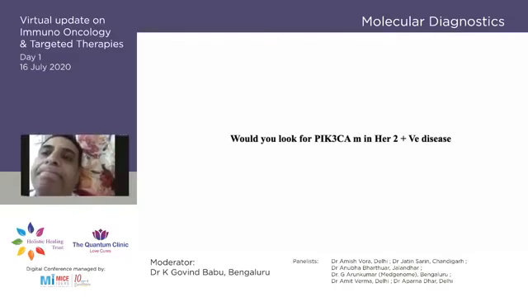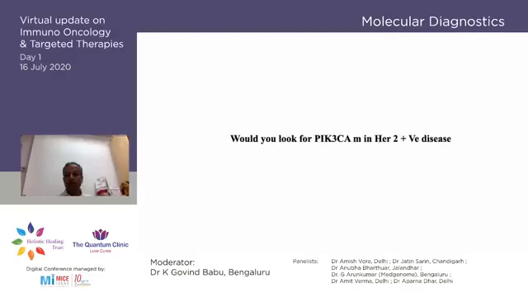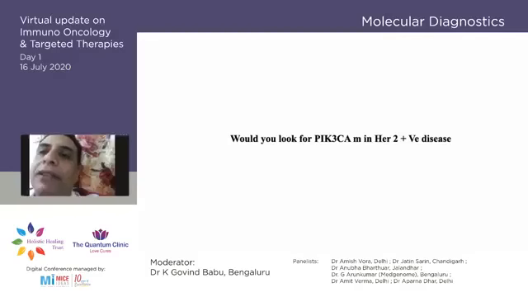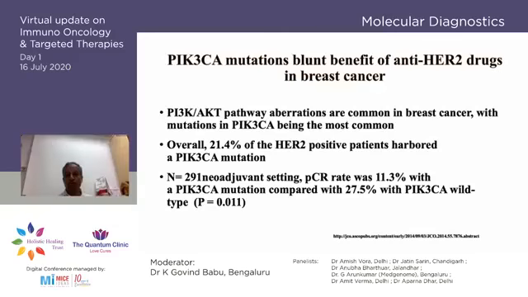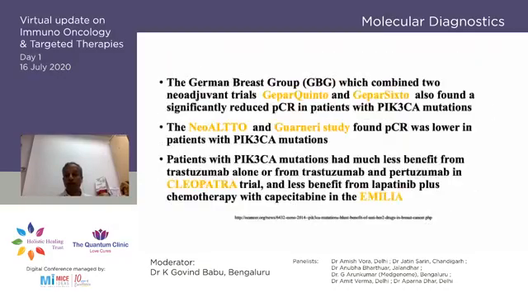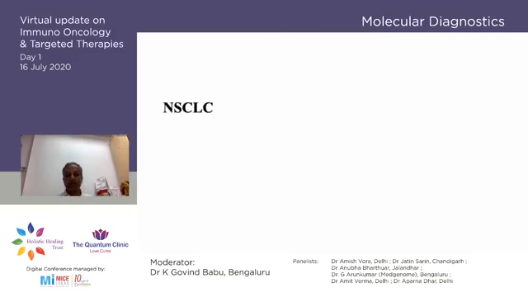Yes. And why would you do that? It confers resistance to HER2. Yeah. So this is a paper I found talking about mutations which blunt the response to anti-HER2 therapy. And these are all the studies which have shown that this is in fact true. Of course, this is all retrospective data, but it was prospectively collected for PI3K mutations.